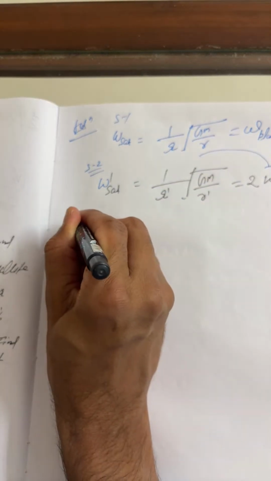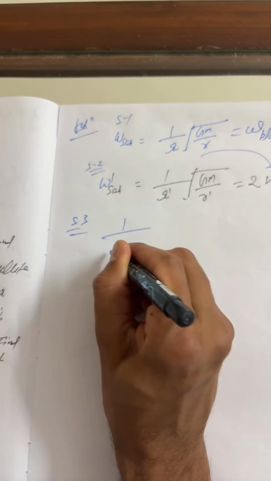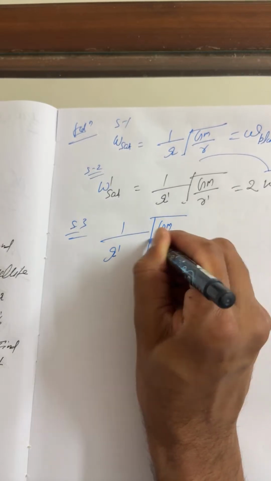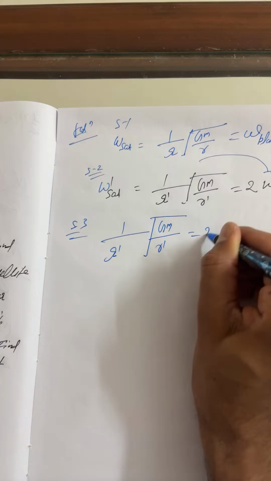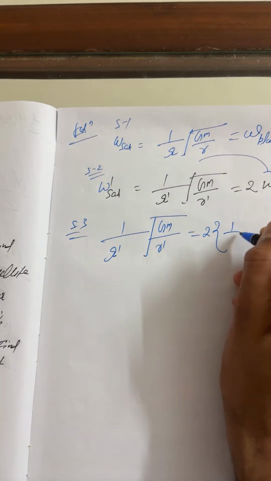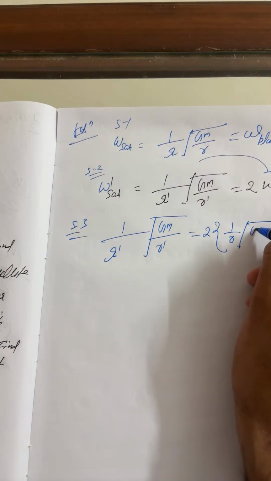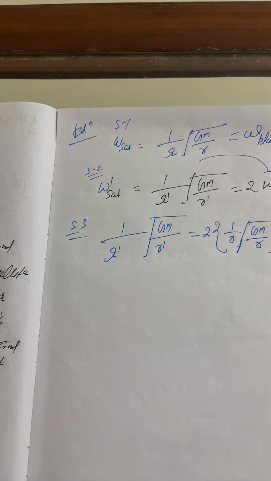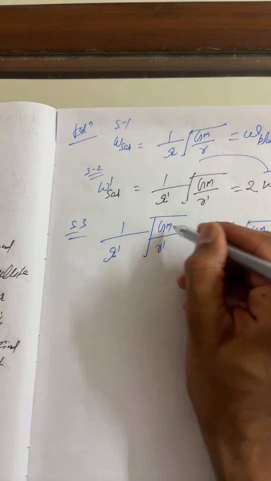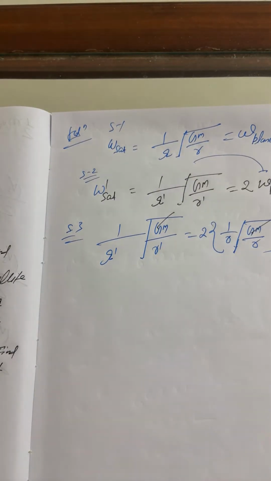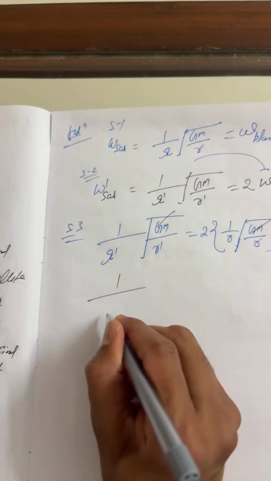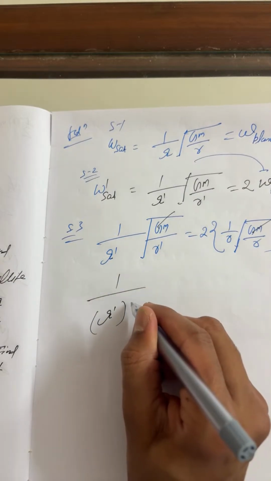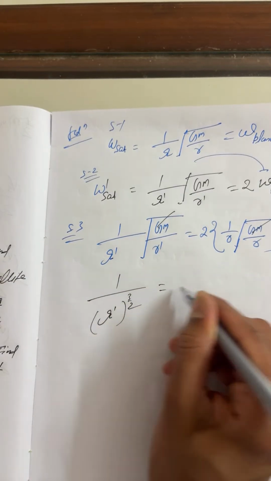You will get the answer. So in step 3, 1 upon R prime, root of GM upon R prime, is equal to twice 1 upon R, root of GM by R. This is finished, no need to worry at all. Then we get 1 upon R prime to the power 1 plus 1 by 2, which is 3 by 2.